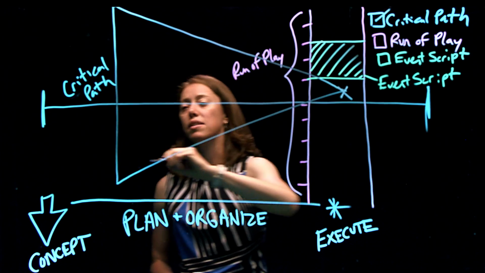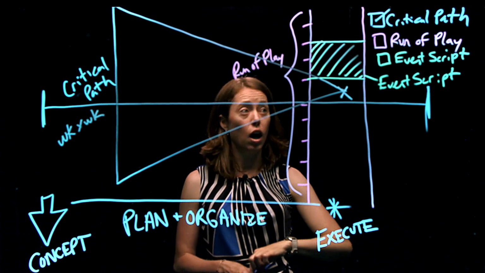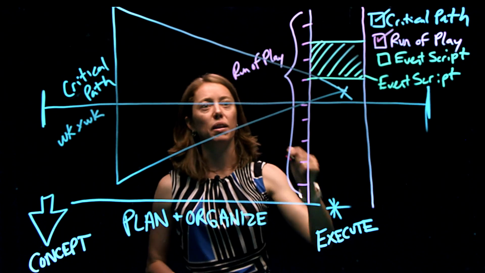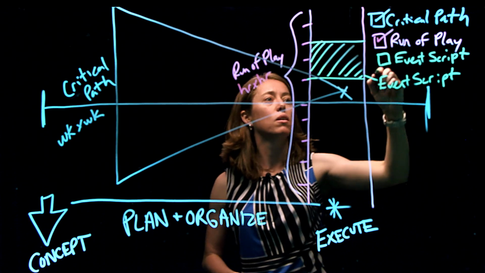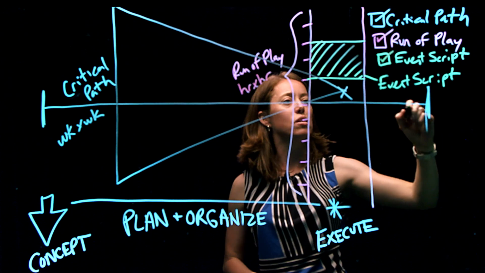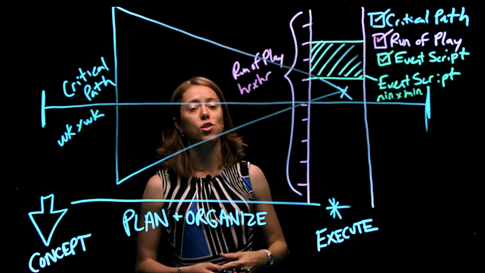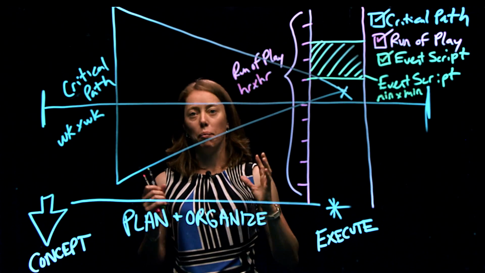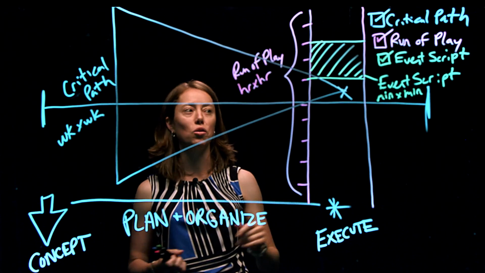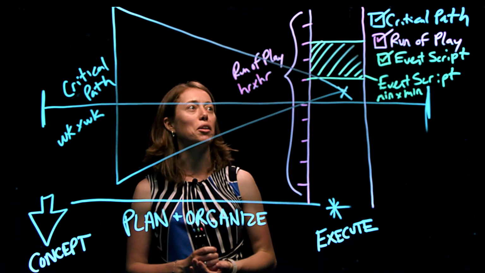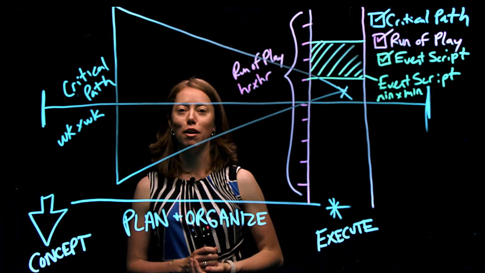Our critical path is then looking at something that's more a week-by-week approach. Our run of play is something that's looking at an hour-by-hour approach. And our event script gives us that detail that's more of a minute-by-minute approach. And you may or may not have an event script. It will depend on your event. But most definitely, you will have a critical path and a run of play. So there it is, 3 key tools with their unique timelines, but very, very functional support in our coordination within the event management activities.